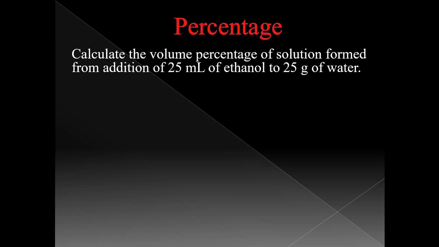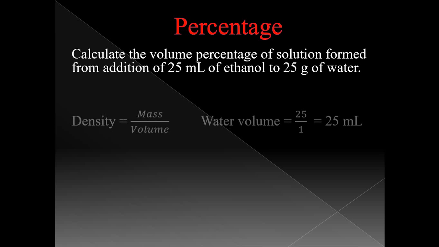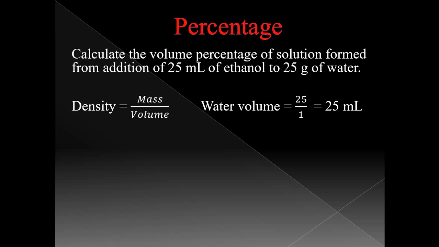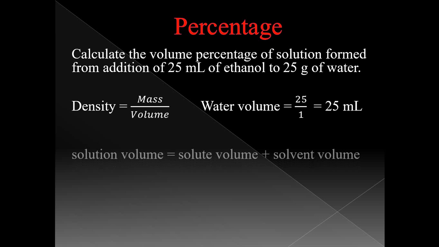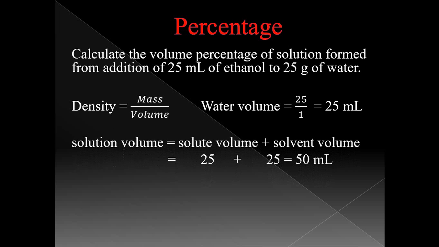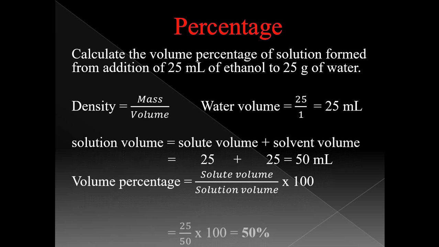So calculate the volume percentage of solution formed from addition of 25 milliliters of ethanol to 25 grams of water. This means that we also have 25 milliliters of water. So we converted the mass of water into volume. Okay, now we can calculate the volume of the solution by the summation of both the volumes of ethanol and water, and calculate the percentage 25 over 50 times 100. So the volume percentage here of the solution equals 50%.